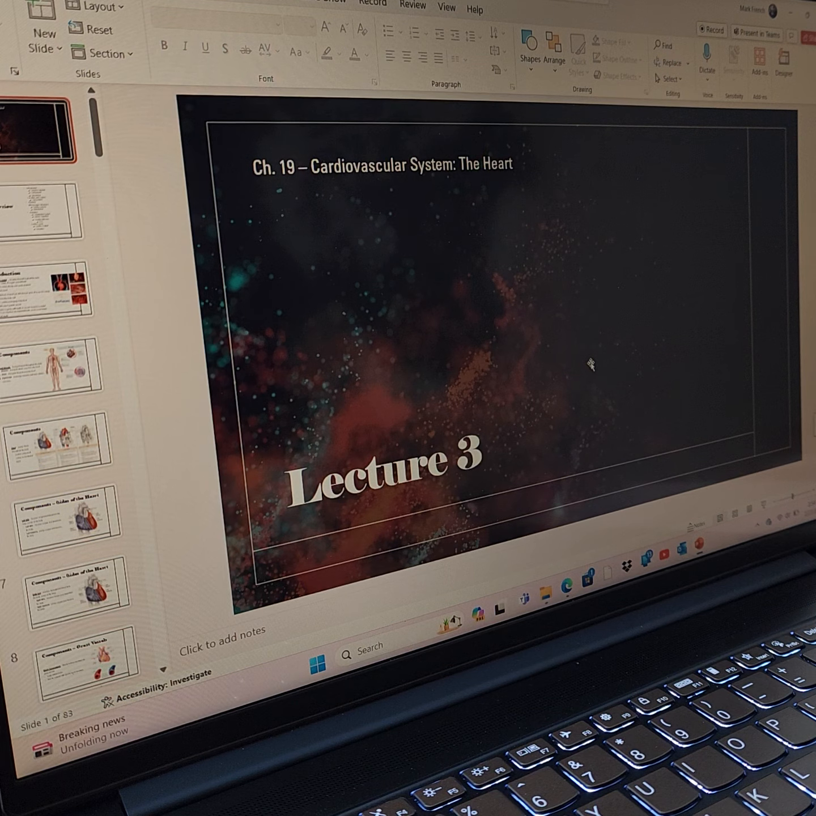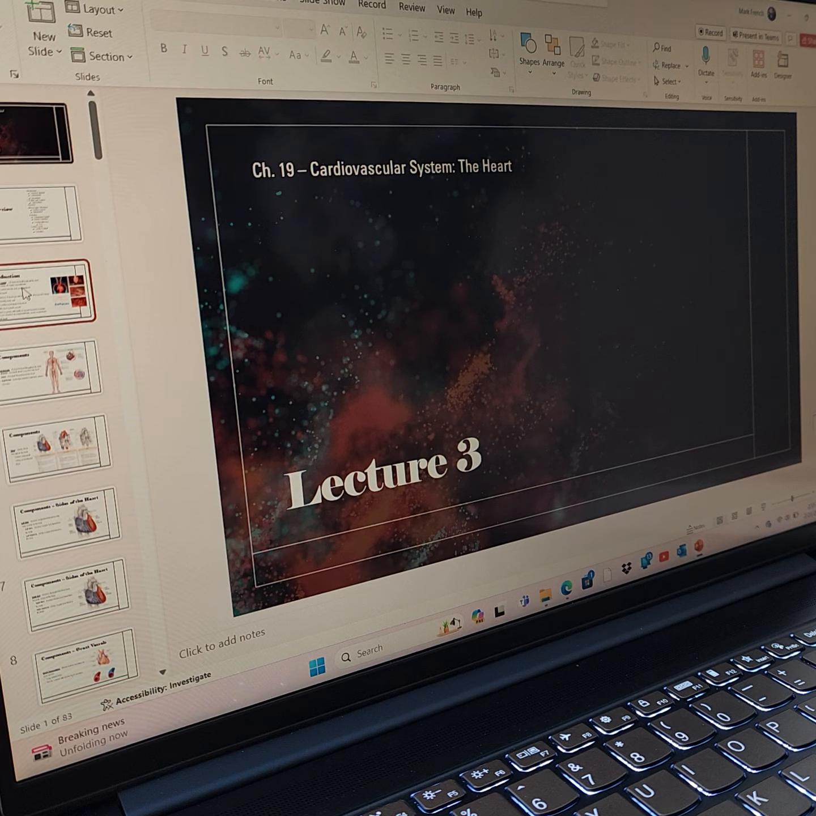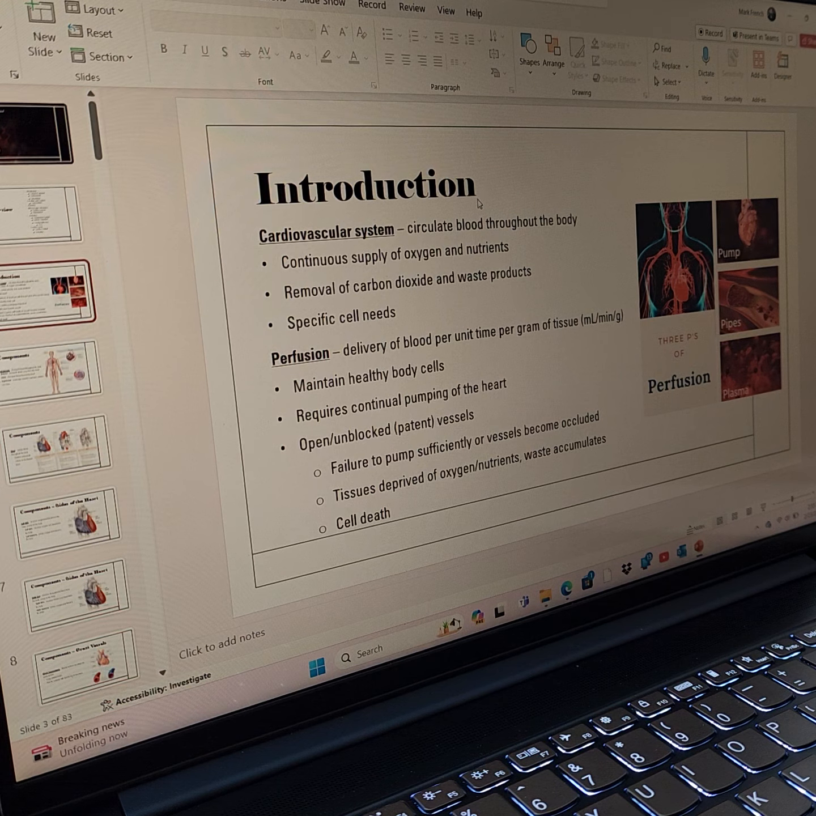Be able to identify the different types of blood vessels and how they function to transport blood throughout the body. So components of perfusion, these are all going to be critical, right? Cardiovascular system circulates the blood throughout the body, oxygen, nutrients, removal of waste products.